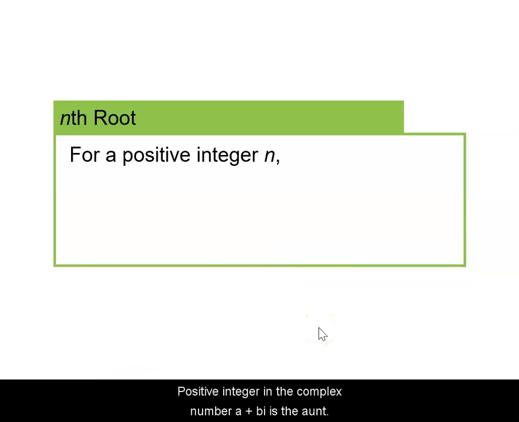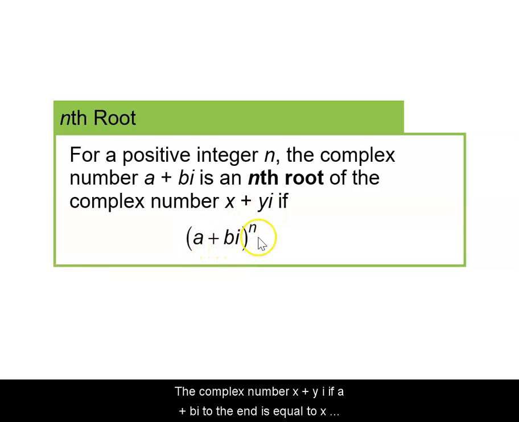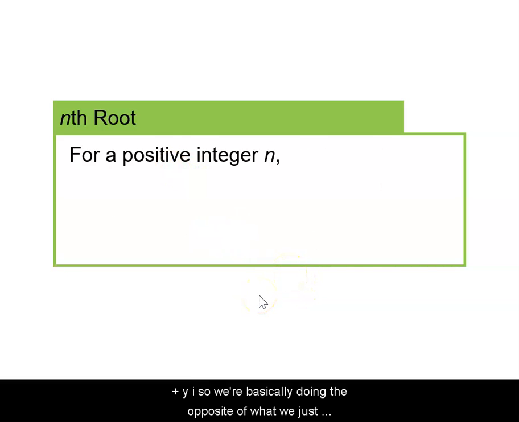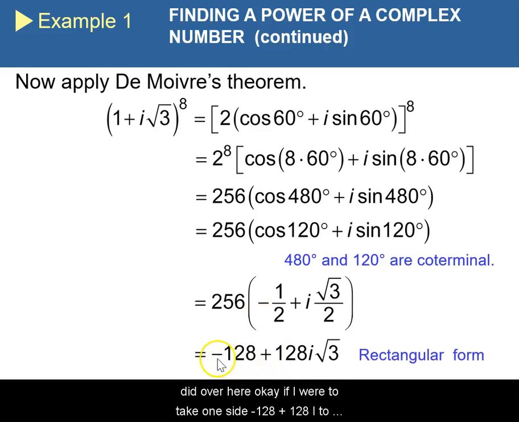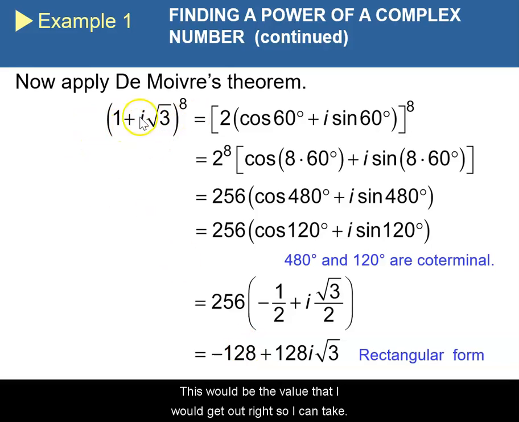For a positive integer n, the complex number a plus bi is the nth root of the complex number x plus yi if a plus bi to the n is equal to x plus yi. We're basically doing the opposite of what we just did. If I take negative 128 plus 128i root 3 to the power of 1 over 8, or the 8th root of this, this would be the value I would get out. So I can take this to the 8th power and get out a complex number.